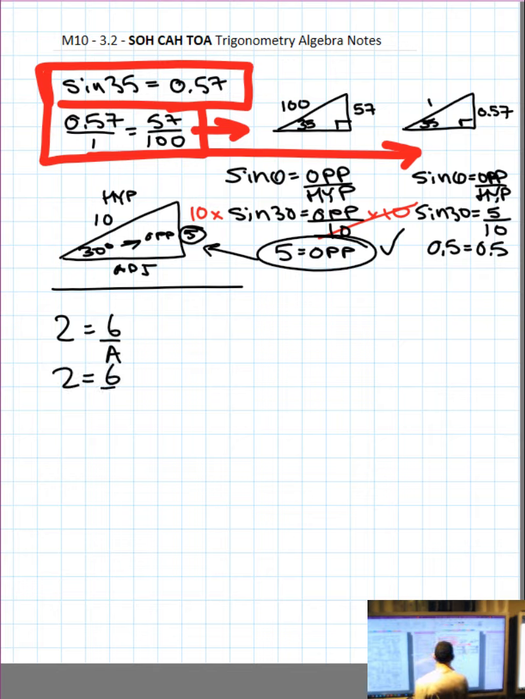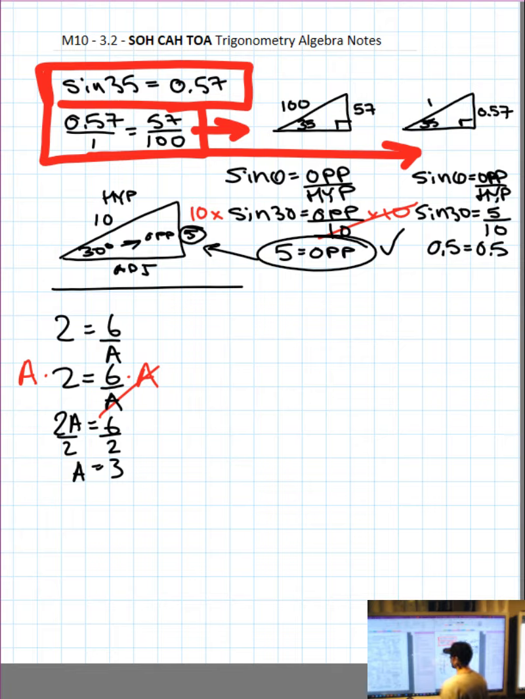2 equals 6 over A. I have an A on the bottom. I want to times both sides by A. On the right-hand side, I have A over A. I can cross them off and clean up what I have. 2A equals 6. I can divide both sides by 2. A equals 3. Interesting. Circle my answer. Okay, so A is 3.